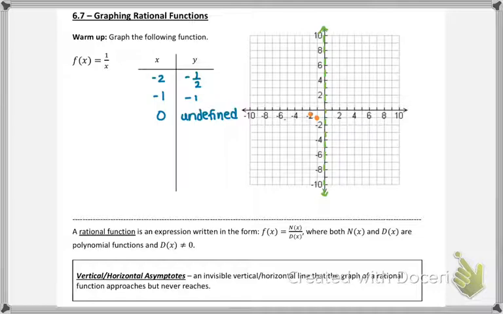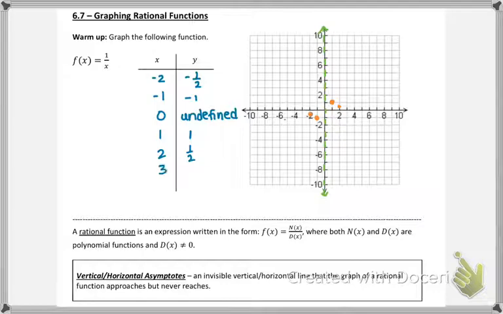All right, let's see what happens at 1. Okay, 1 is good. If x is 1, 1 over 1 is just 1. And 2 is good, right? 1 over 2 is 1/2. Okay, so I'm going to graph that. 1, 1, 2, 1/2. Let's keep going and see what happens, because I only have 4 points here. Okay, and I don't really know how to connect them yet.